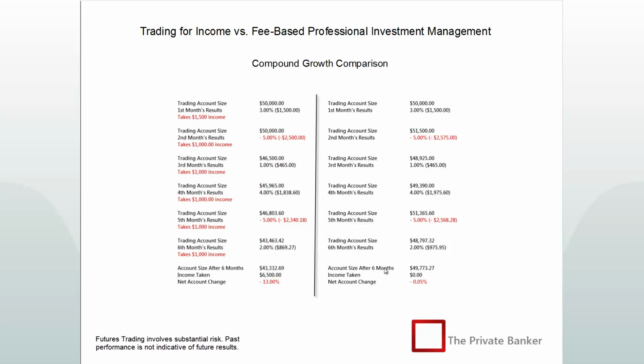So on the left side, at the end of 6 months, we have $43,332.69 versus $49,773.27. So big drawdown. We're down 13%, whereas this side we're down marginally, barely anything, not even a percent there. So we didn't take any income here, but we took $6,500 out of our account here. So we can see that essentially we're flat, but we're down 13% in this account simply because we had to take that fixed income out each month. So let's see how we do the next 6 months.